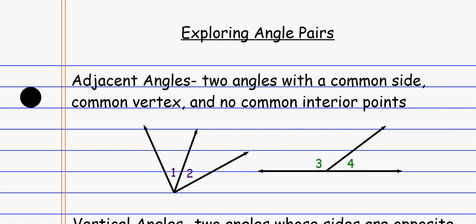Hi there, folks. Today we're looking at exploring different angle pairs and the relationships that certain angles have. So, diving right into it, the first one we're looking at here is adjacent angles. And if you know what the word adjacent means, next to.